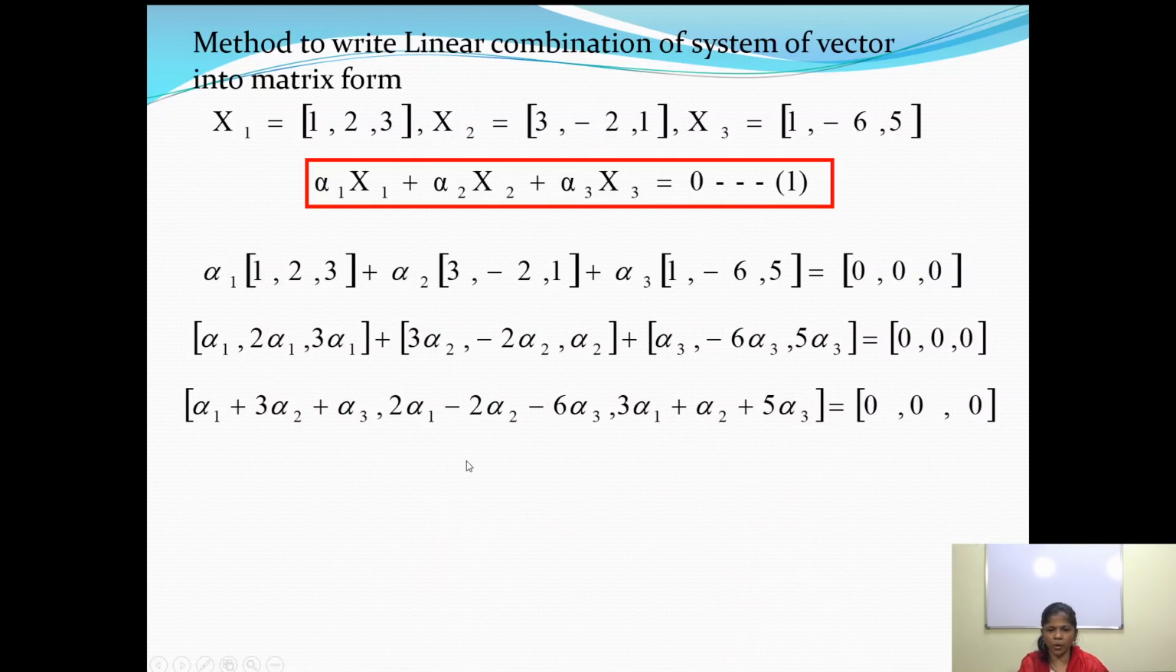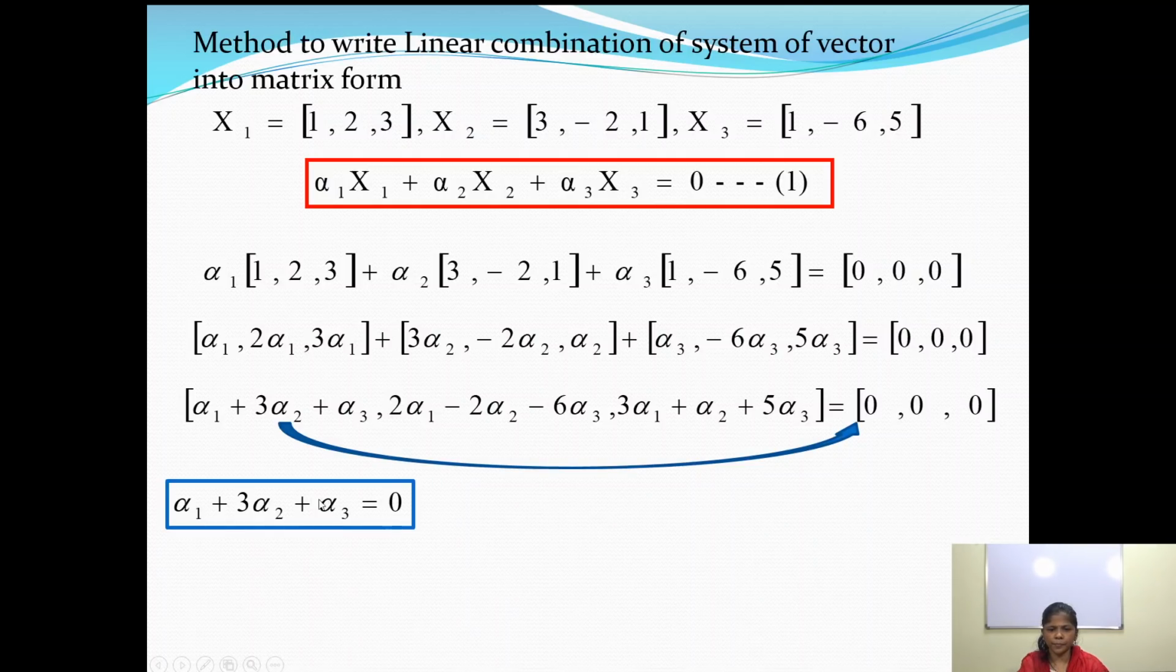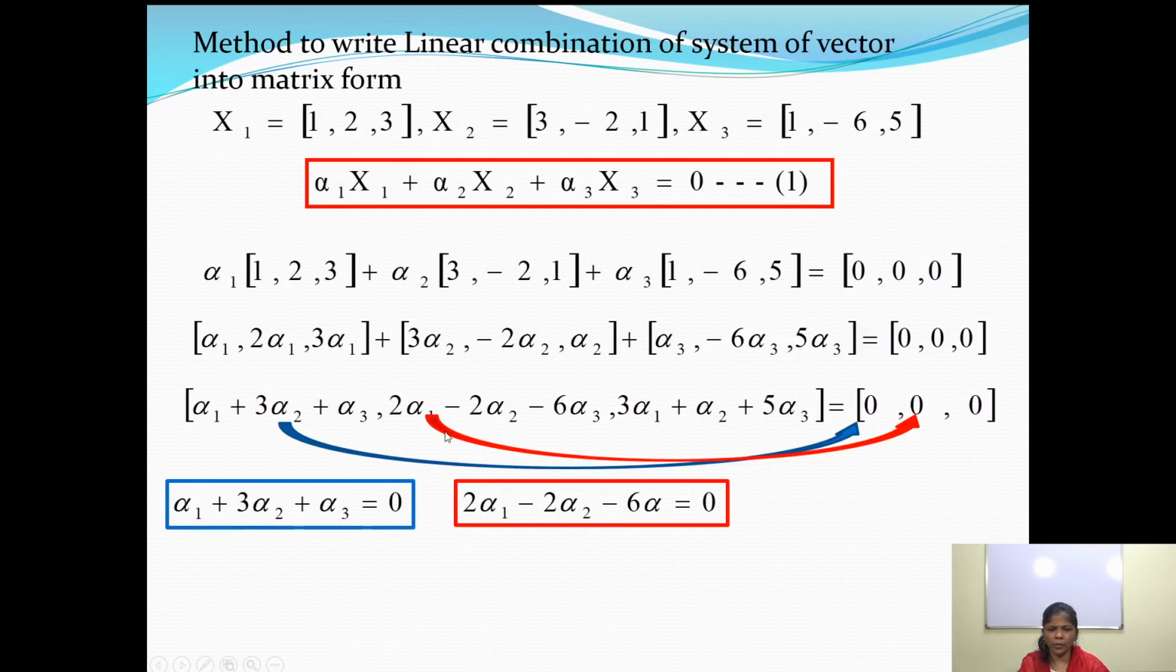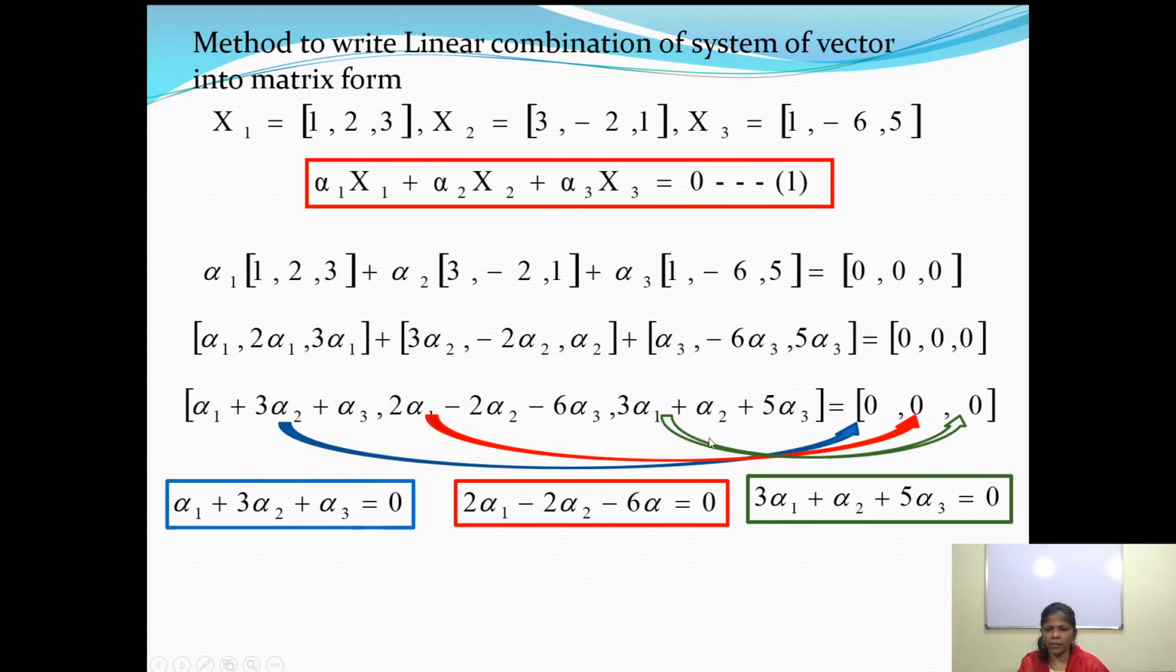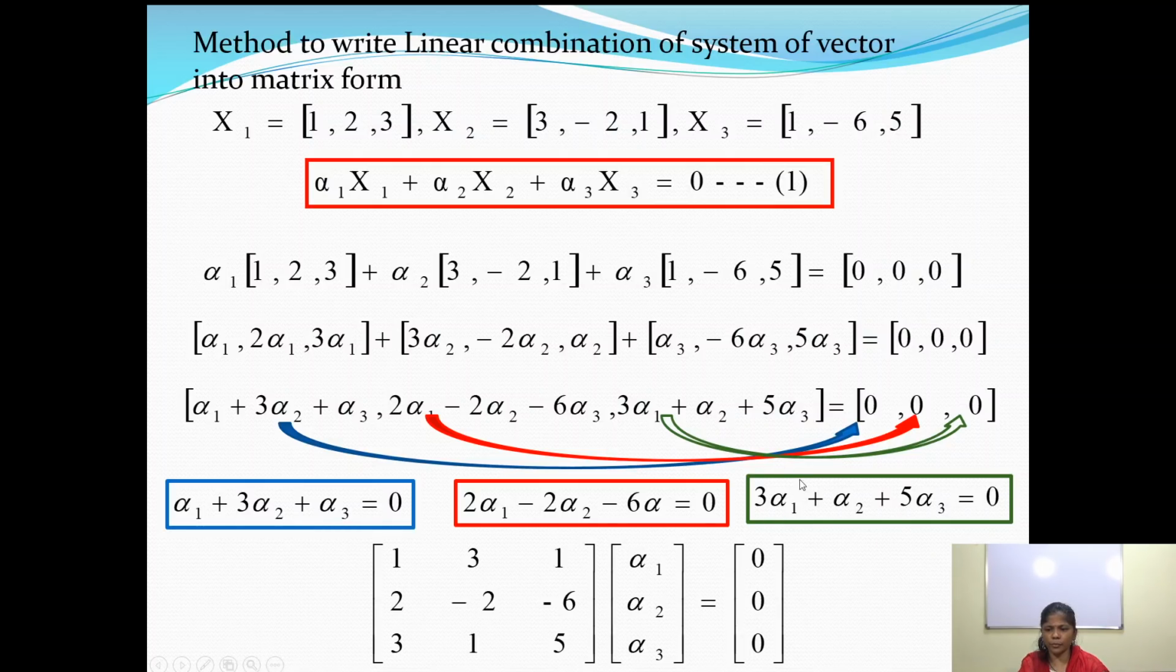So let us equate the first component. So what we get? Alpha 1 plus 3 alpha 2 plus alpha 3 equal to 0. Next we equate the second component. So what we have? 2 alpha 1 minus 2 alpha 2 minus 6 alpha 3 equal to 0. And finally equating the third component, we have 3 alpha 1 plus alpha 2 plus 5 alpha 3 equal to 0. Now what we observe here? Here we have a system of three equations, a homogeneous system of equations.